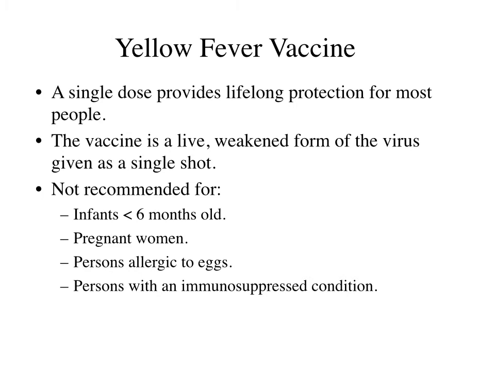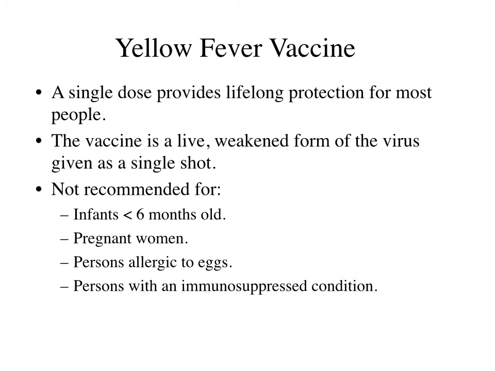But there are some warnings for the vaccine. For instance, a child should be at least 6 months old. You should not get it if you're pregnant. It's grown in chicken eggs, so people who are allergic to eggs cannot receive it. It is a live virus vaccine, so people with an immunosuppressed immune condition cannot receive the vaccine.